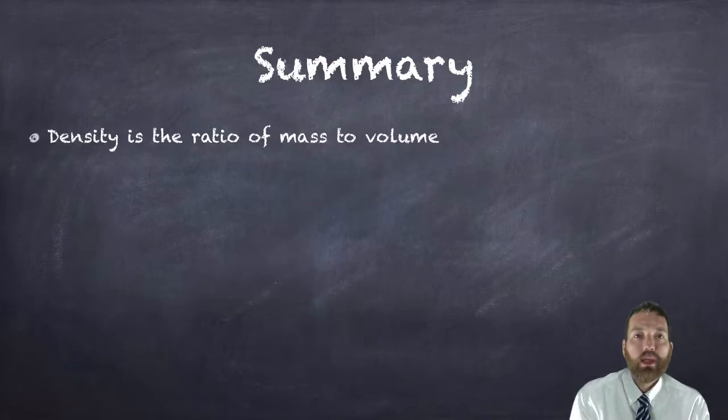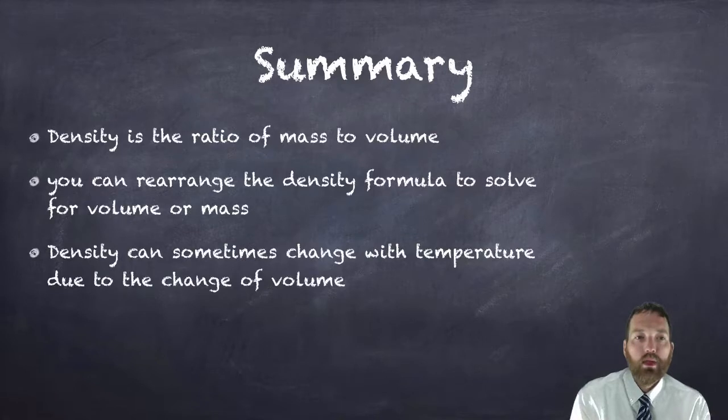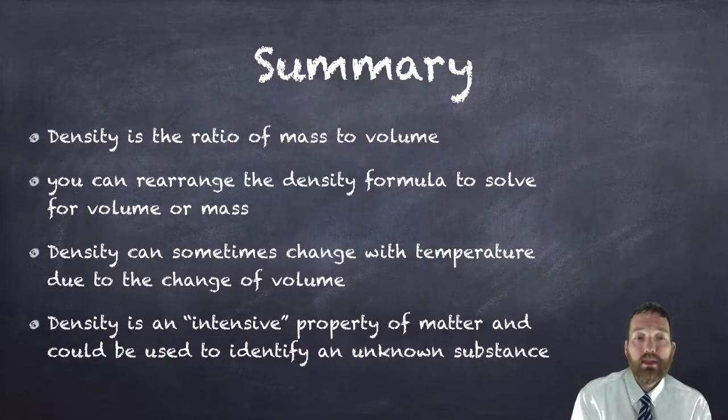Let's sum things up. Density is the ratio of mass to volume. You can arrange the density formula to solve for volume or mass by using the magic triangle. And density can sometimes change with temperature due to a change in volume. Density is an intensive property of matter, and it can be used to identify an unknown substance, which is something that's done in the laboratory portion of this course.